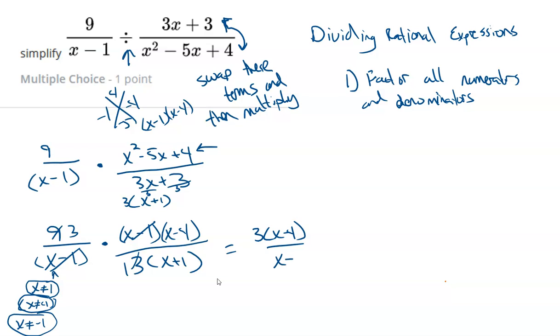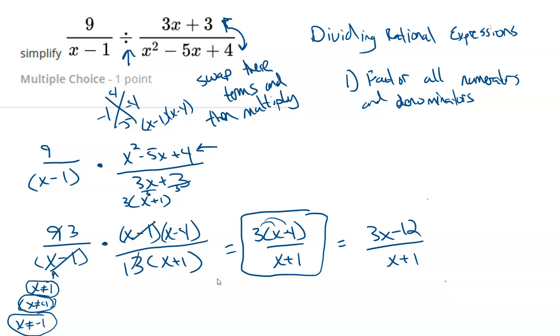So it is divided by x plus 1, and I would accept that as a correct answer because it doesn't factor any further. But you could also rewrite it by distributing: I get 3x minus 12 over x plus 1, which would also count as a correct answer. So that is dividing rational expressions.